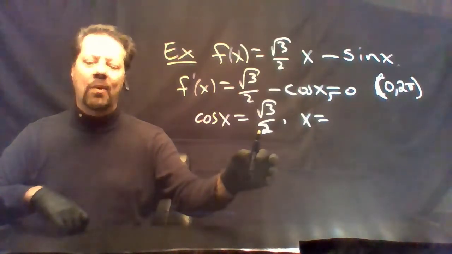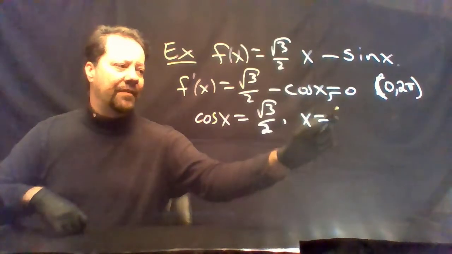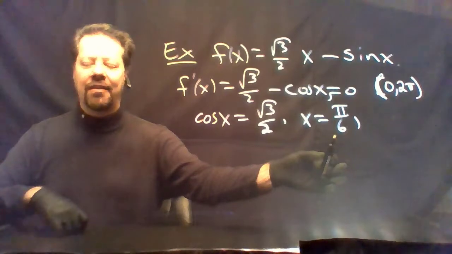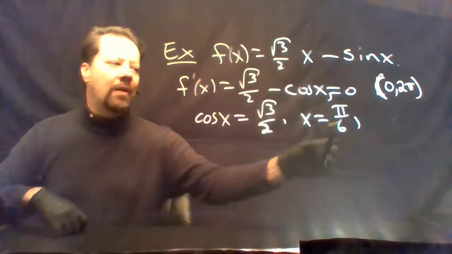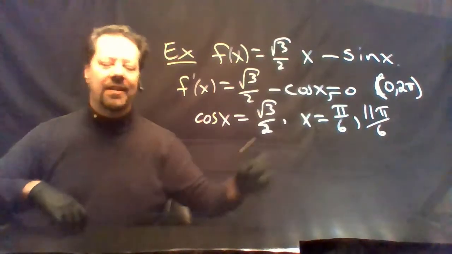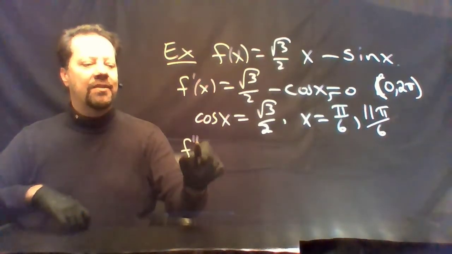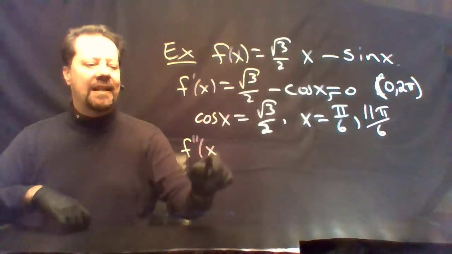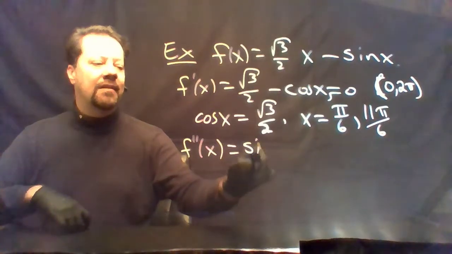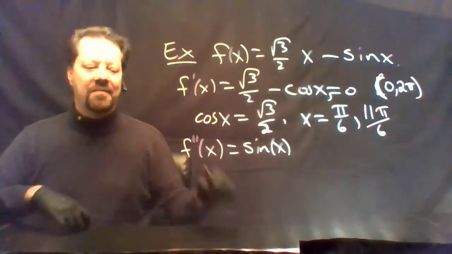Cosine is positive in quadrants 1 and 4. The reference angle is pi over 6. That gives us the angle in quadrant 1. In quadrant 4, that will be 11 pi over 6 on this interval. To classify these critical points, we need to calculate the second derivative. The second derivative is going to be positive sine of x.